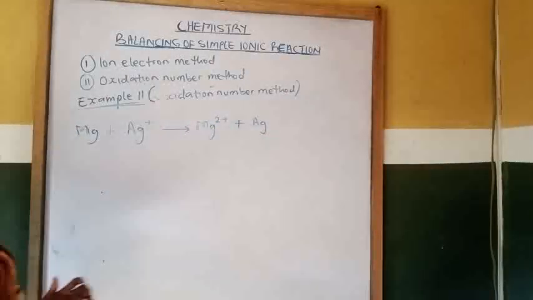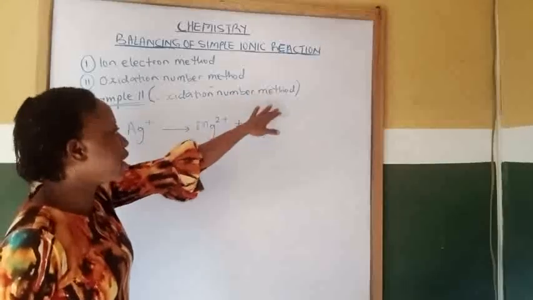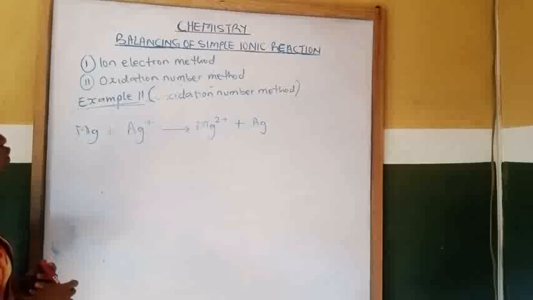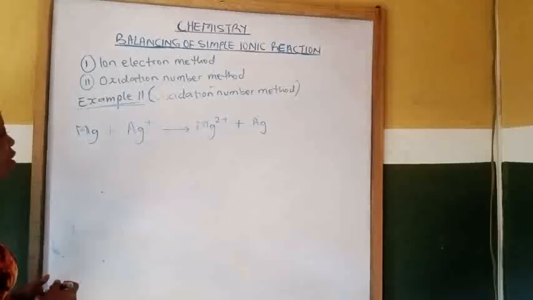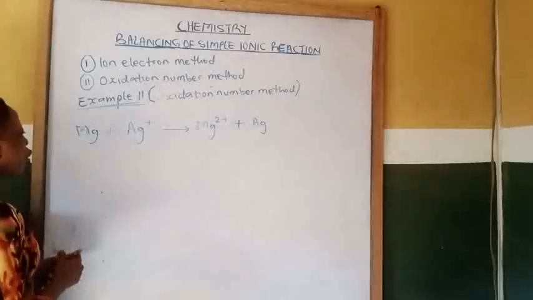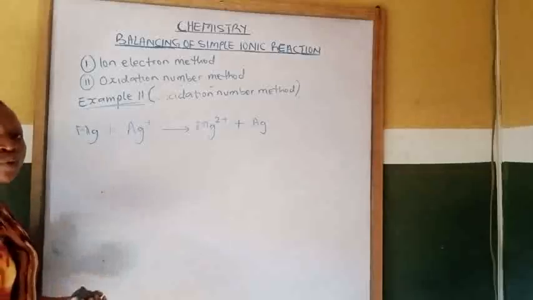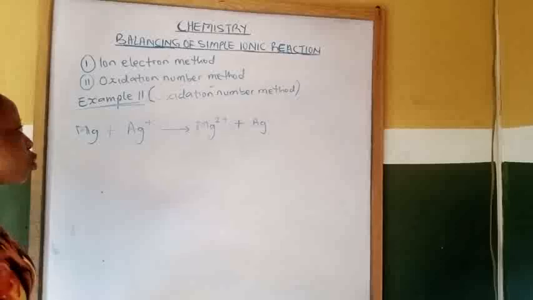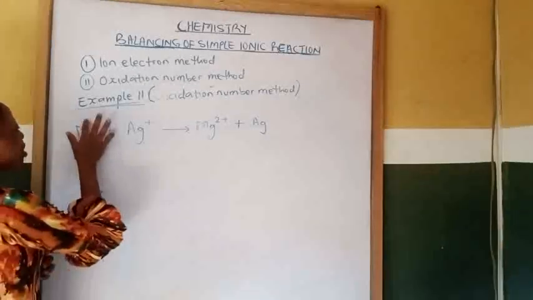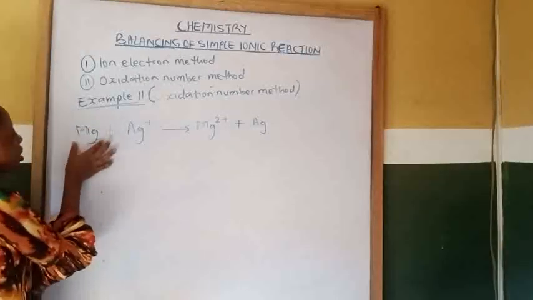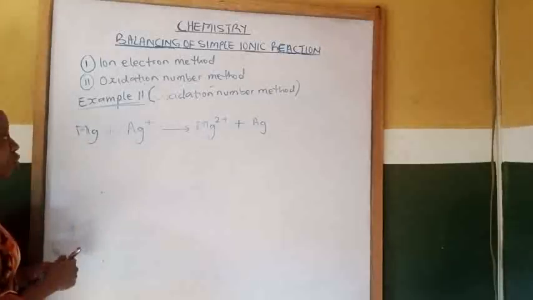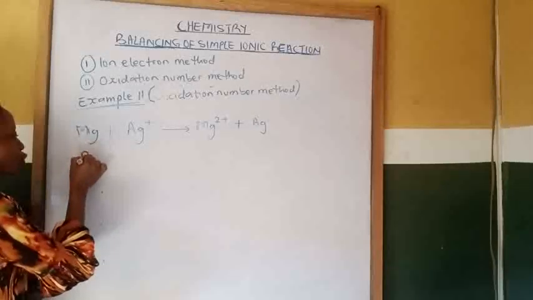So using the oxidation number method, the first step to take is to assign their oxidation numbers. From there, we'll be able to know the substance that is oxidized and the one that is reduced. Now, what is the oxidation number of Mg? Mg is a free atom, so the oxidation number will be equal to 0.